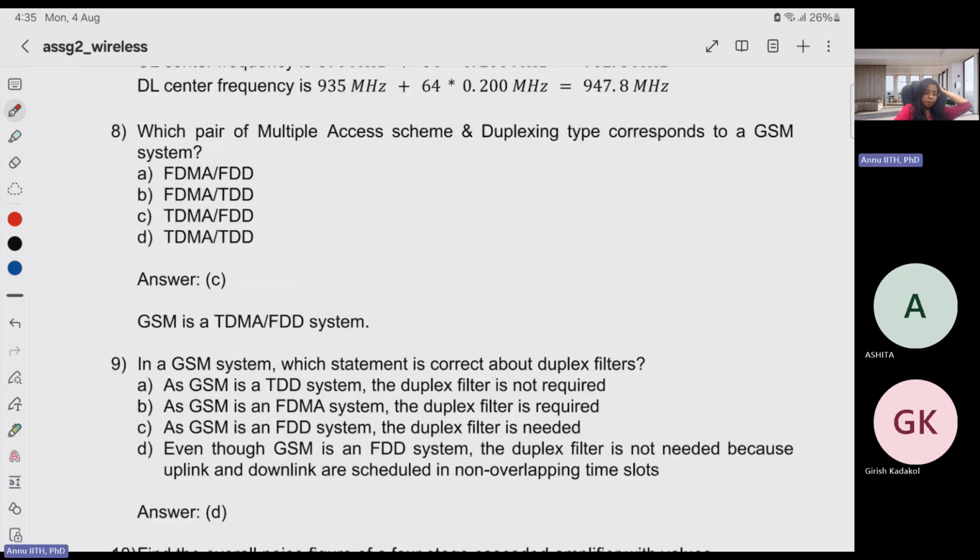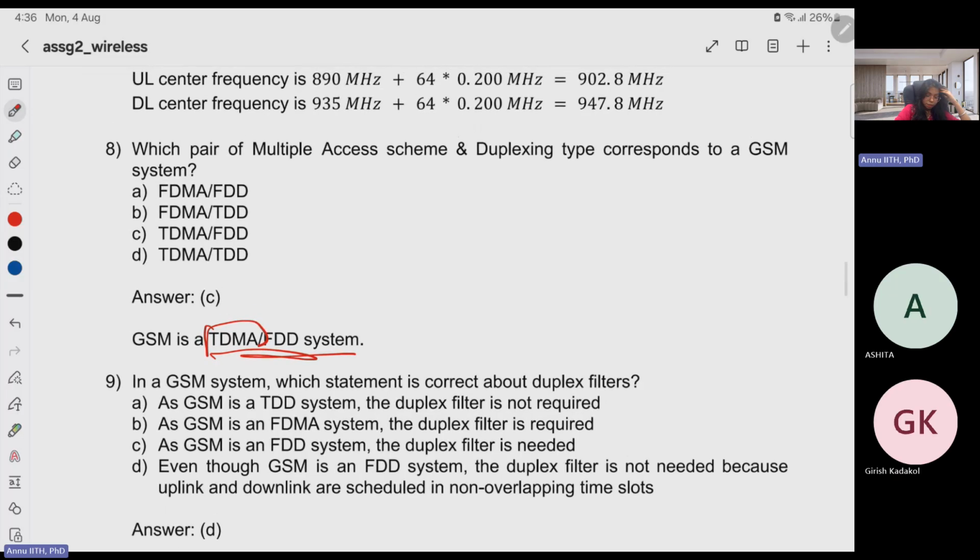Okay. So which pair of the multiple access schemes and duplexing corresponds to GSM? So first it is TDMA and the second is FDD systems. In GSM, you should know these things. You have to remember, there's no other way.